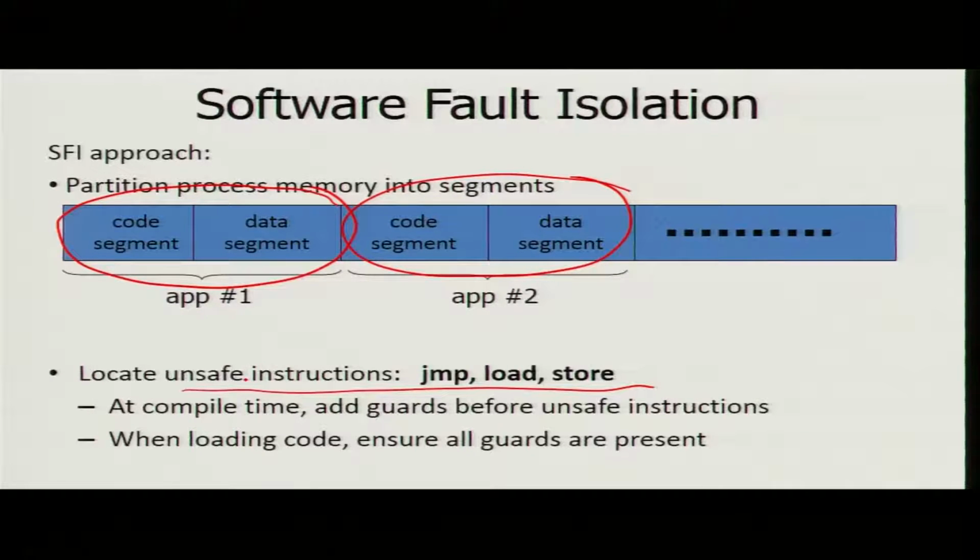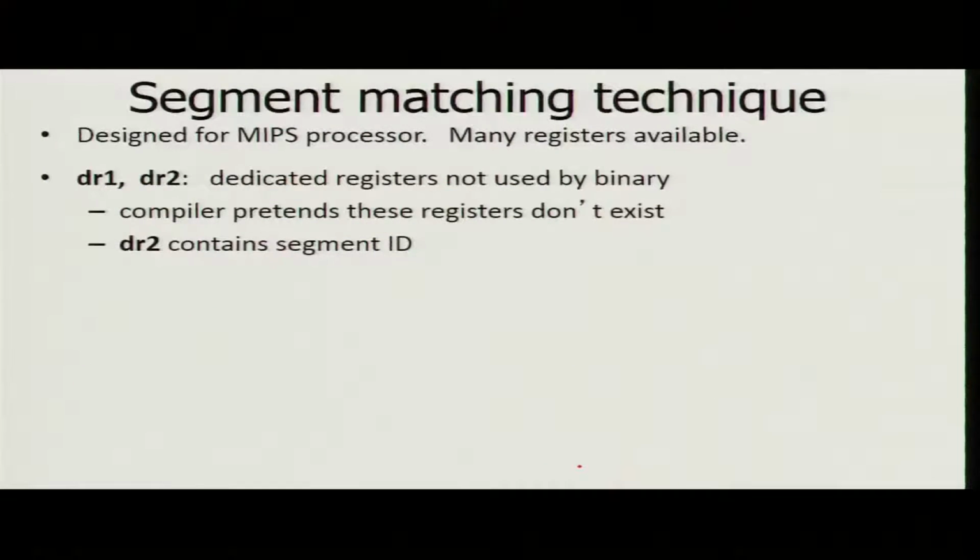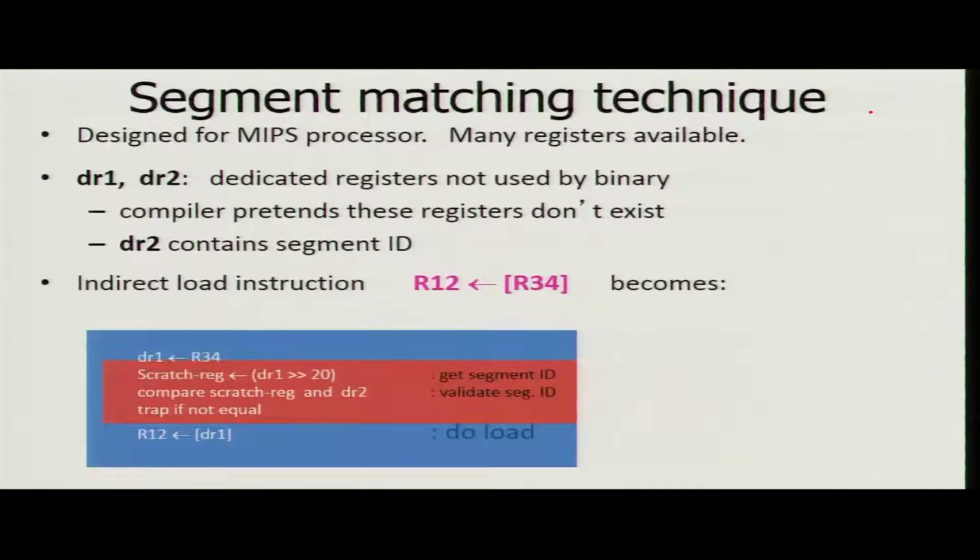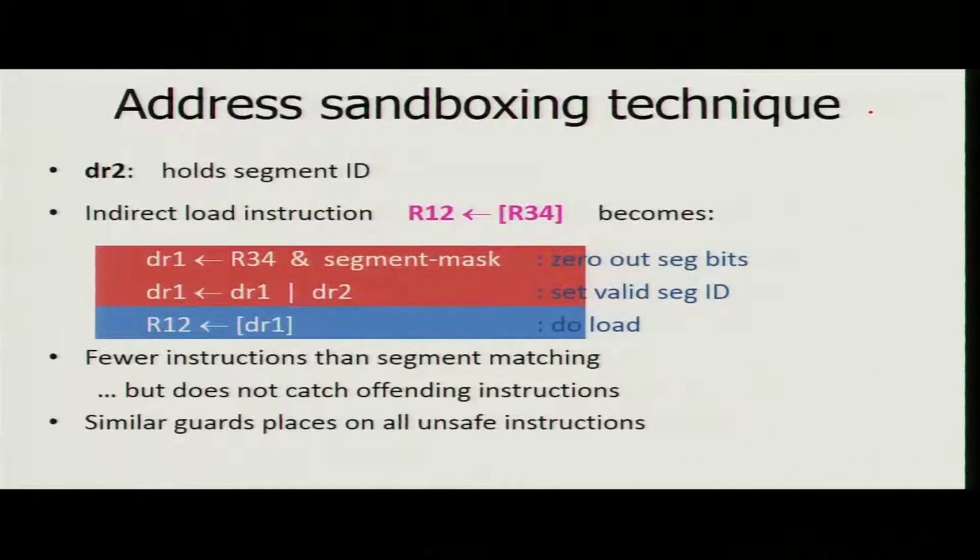So you basically have to instrument your software. Let us say you are given a binary or whatever, and then you add these checks so that segments are not violated. These are called the guards. The guards will basically check that you are not violating anything. So there are two techniques here. One is called the segment matching technique, and the other one is called the address sandboxing technique.